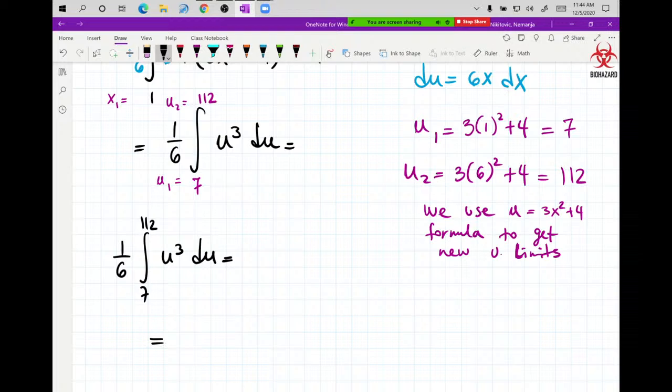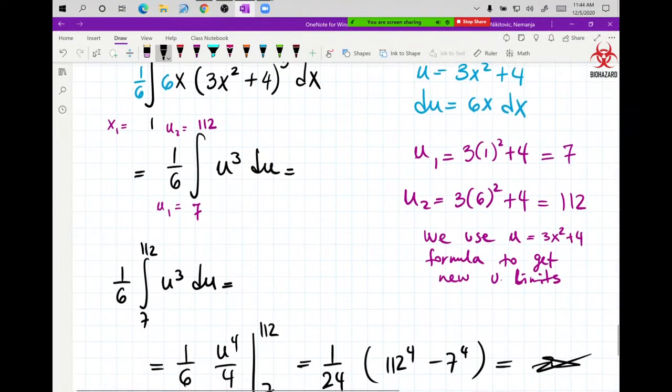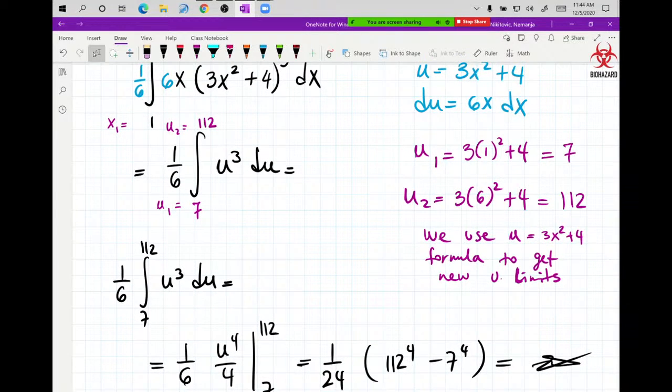So easy to integrate, u to the 4 over 4, computed from 7 to 112, 1 over 6. Put the 6 times 4 is 24, kick that outside, and then you have your 112 to the 4th minus 7 to the 4th is equal to whatever calculator gives you at the end. So when you have a definite integral, your job is to also convert the limits.